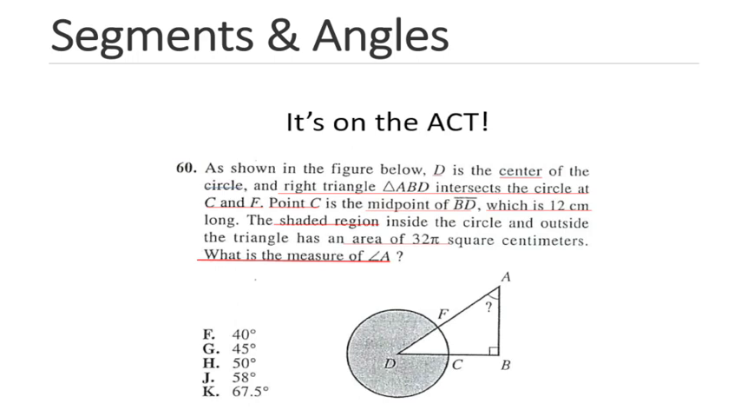As shown in the figure below, D is the center of the circle and right angle. Wait, there's a comma. Take a deep breath. D is the center of the circle. Continue. And right triangle ABD intersects the circle at C and F. Point C is the midpoint of BD, which is 12 centimeters long. The shaded region inside the circle and outside the triangle has an area of 32 square centimeters. What is the measure of angle A?